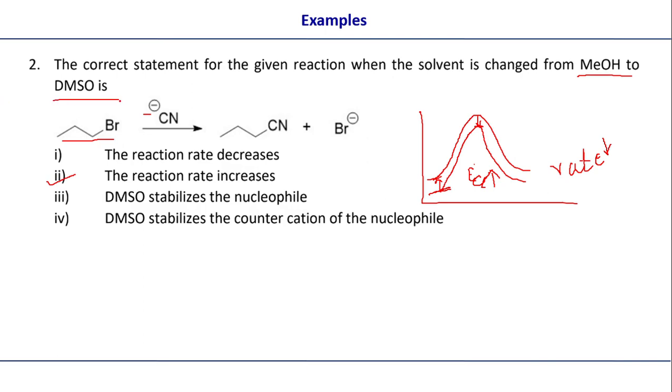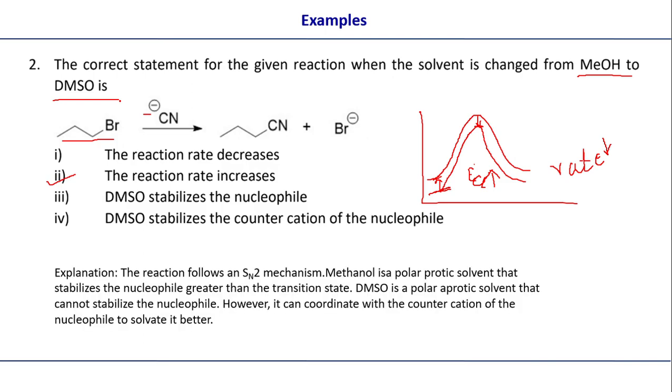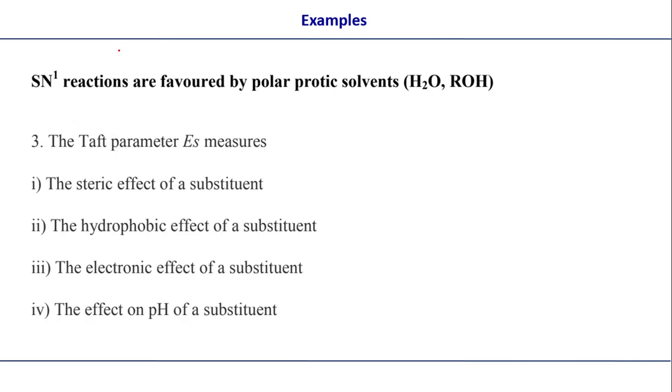We were discussing the concept based on polarity increasing, but here polarity decreases, that means the reaction rate increases. So the mechanism explanation is given here. The reaction follows an SN2 mechanism. Methanol is a polar protic solvent that stabilizes the nucleophile more than the transition state, as I told you here. And DMSO is a polar aprotic solvent that cannot stabilize the nucleophile. So I hope all of you understood this question also.